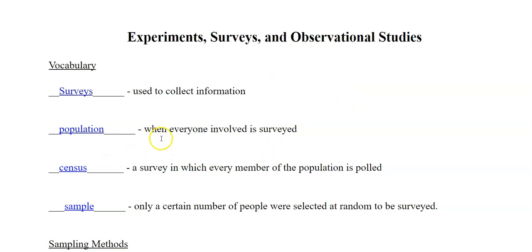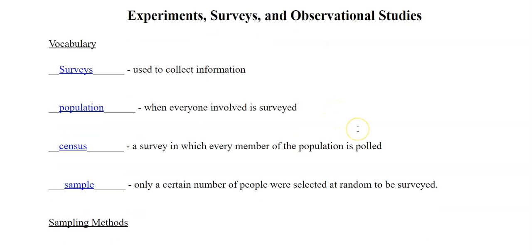The population is when everybody involved is surveyed. So that census that I was talking about does try to survey everyone in the United States, and so it's looking at the population of the United States. But a population could also be if you're concerned about your school, and the population of your school would be every student in your school. So it's a viewpoint of what we're talking about.